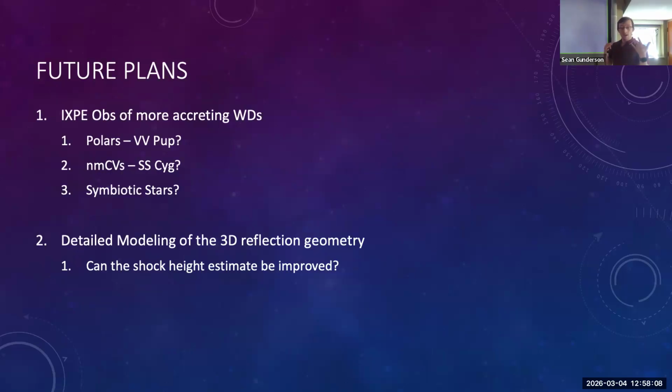systems. But at the same time, I need to do better about the 3D modeling for this system, because maybe that can refine that shock height estimate and bring the error bars a bit downward so it's not 10% error.